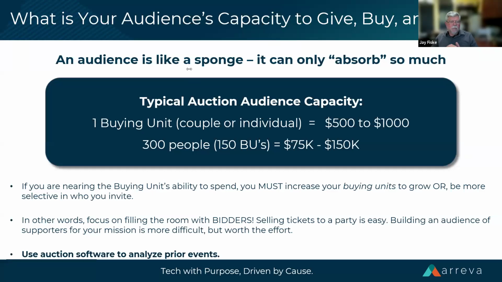And by the way, last note here, if you're using auction management software, and hopefully you are, that auction management software is critical to sizing up your own sponge, because you can go back to last year and the year before that and the year before that and look at how many dollars per buying unit you raised. And you should have a report, dollars per buying unit, in your software. It'll tell you, well, this year we did $575 per buying unit, or we did $823 per buying unit. That will help you make decisions going forward as to what you can expect for your next gala.